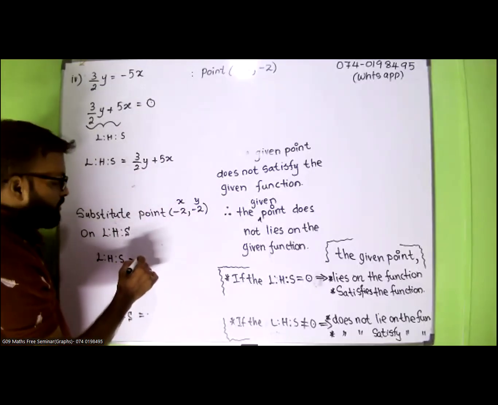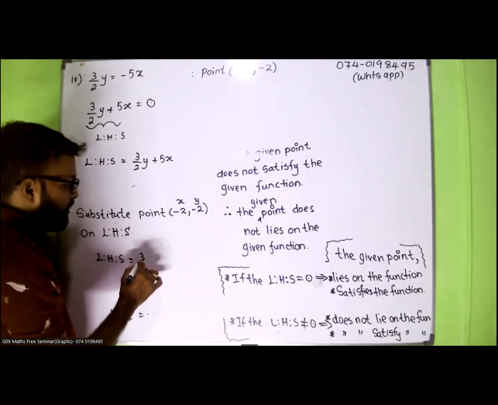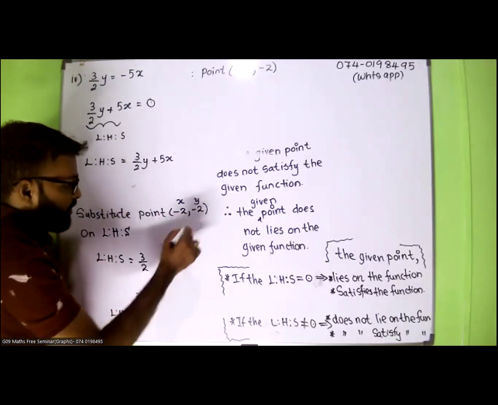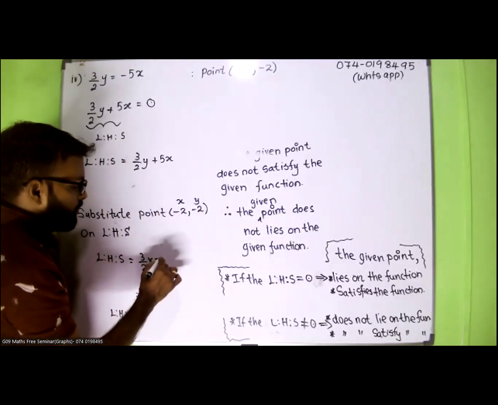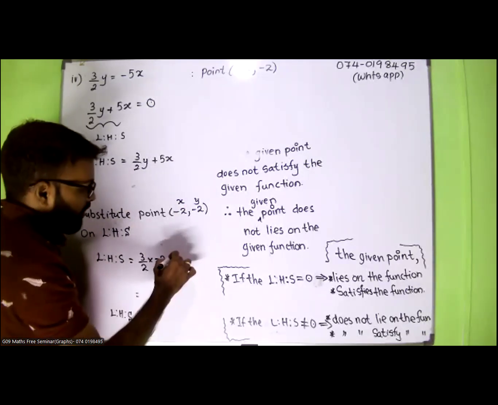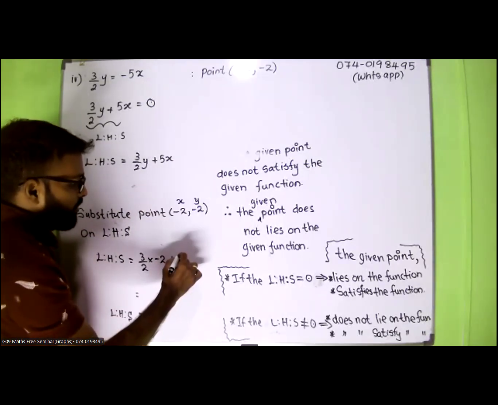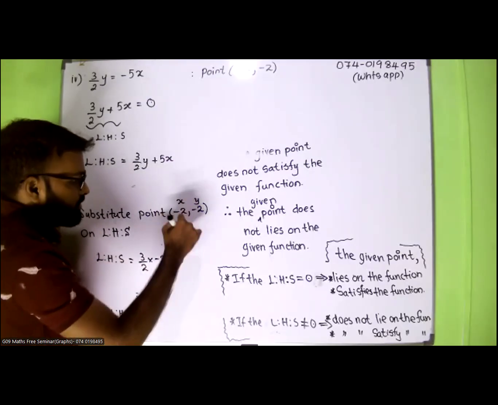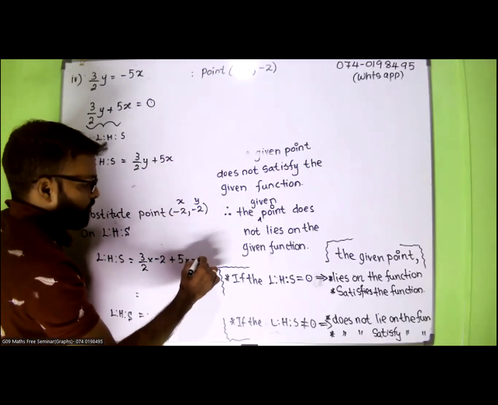So let's do this. Here we have 3 upon 2. Instead of y, I am going to substitute minus 2. So here I have plus 5, and instead of x, I am going to substitute minus 2.